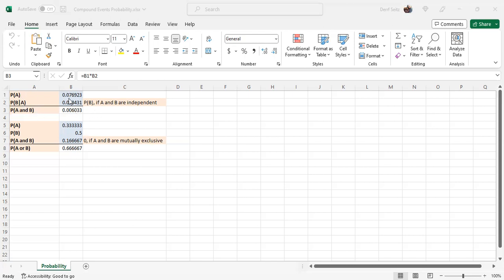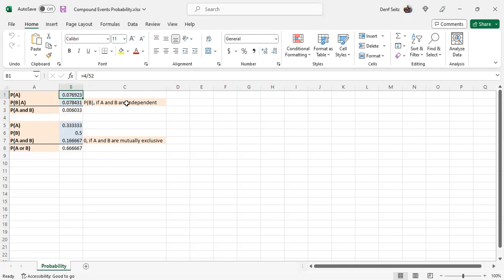The blue indicates what you have to enter in order to get the compound probability here, which is the probability of A and B. Probability of A has to be entered, and then the vertical bar here means the probability of B given that A has occurred. This is a conditional probability. The probability of B could be affected by the fact that A has occurred.